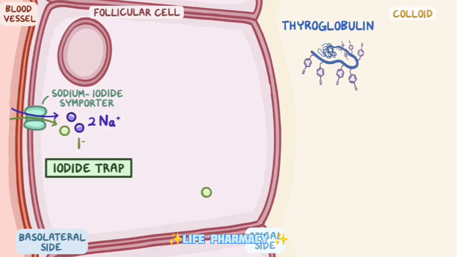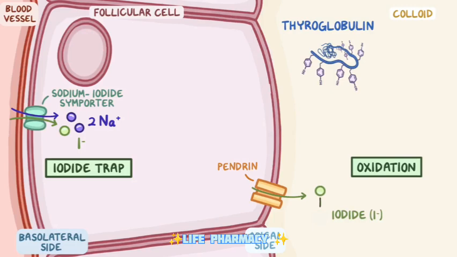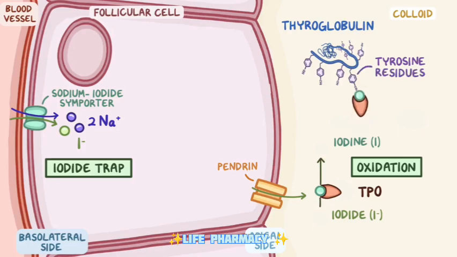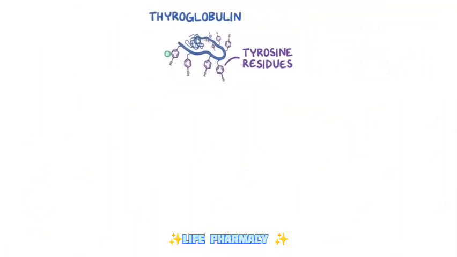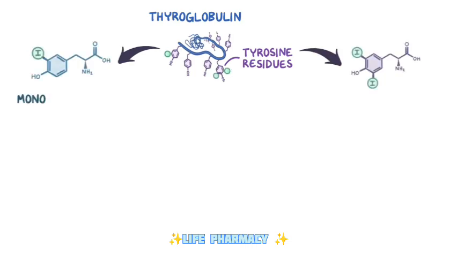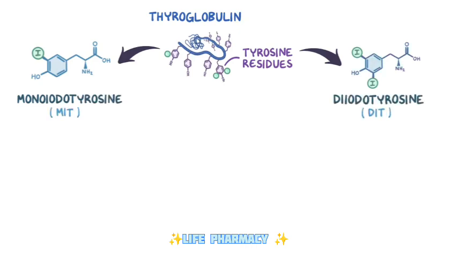The iodide ion is then pumped into the colloid via the pendrin protein, where it undergoes oxidation with the enzyme thyroid peroxidase, or TPO, which changes it into an organic iodine atom. It's then attached to tyrosine amino acid residues, which are found throughout thyroglobulin. This step is known as iodination. Some tyrosine residues are bound by only one iodine, whereas others are bound by two iodine atoms, yielding monoiodotyrosine, or MIT, and diiodotyrosine, or DIT, respectively.